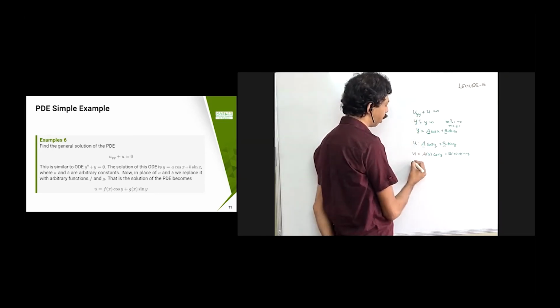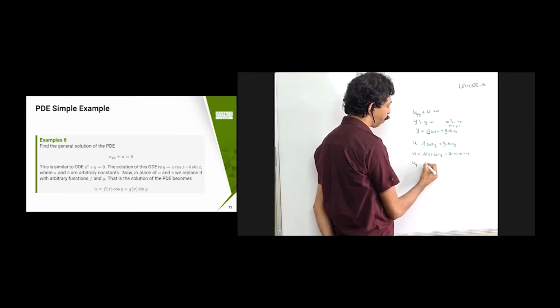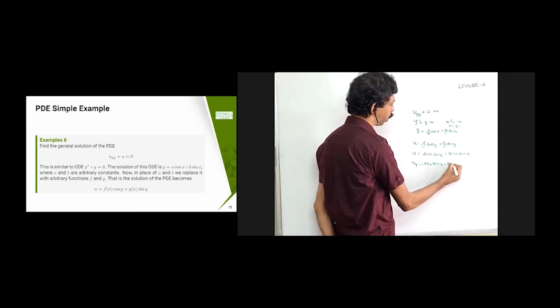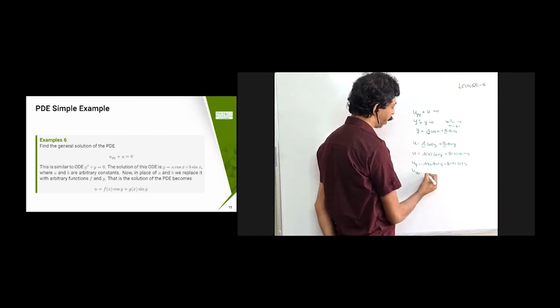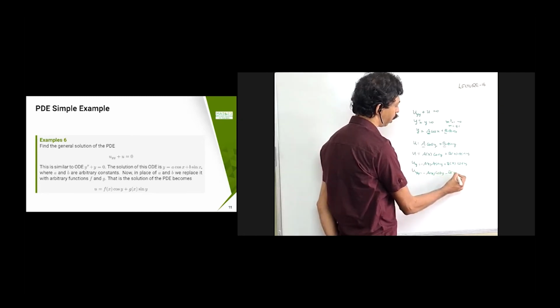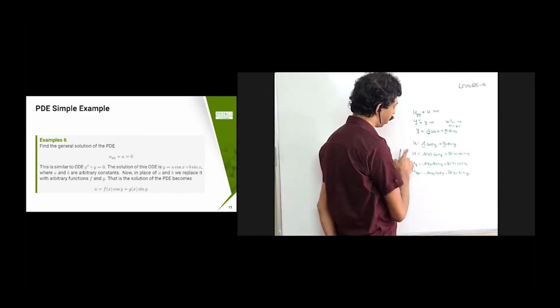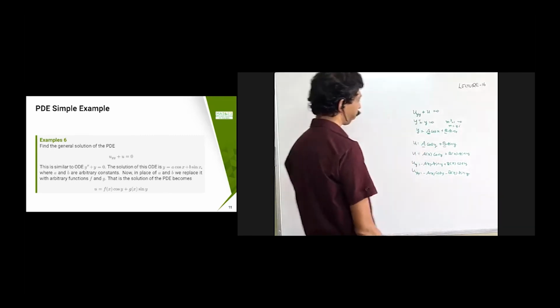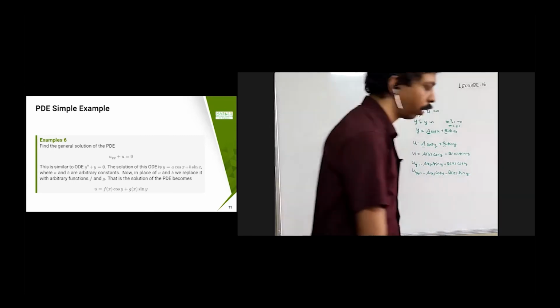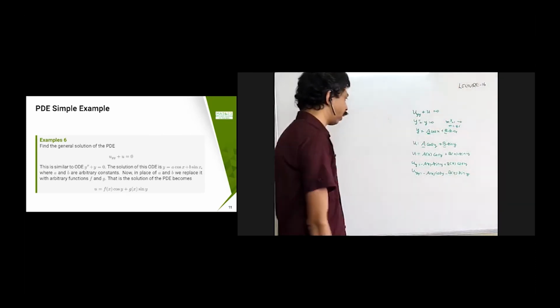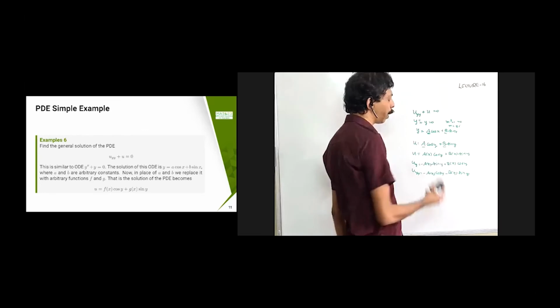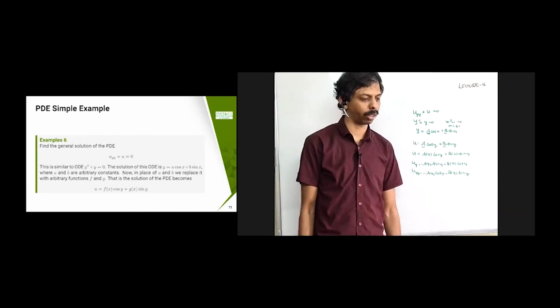So I can verify that uy is going to become a of x into minus sin y plus b of x into cos y. Similarly, uyy is going to become minus a of x into cos y minus b of x into sin y. So you can see that if I sum this, it comes to 0, so therefore it is satisfied. Here I have given f of x and g of x, but here I have given a of x and b of x. These are arbitrary functions.